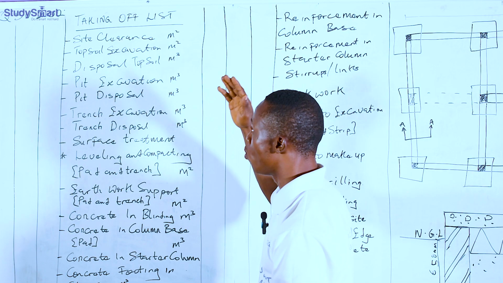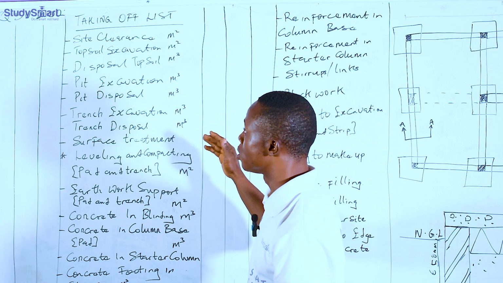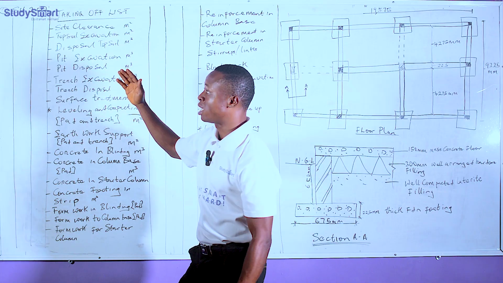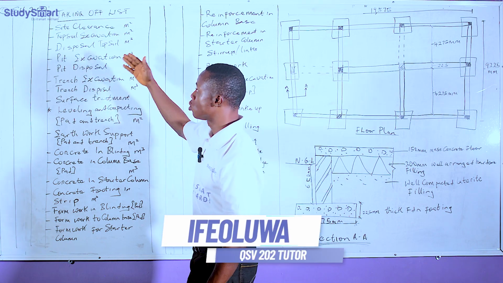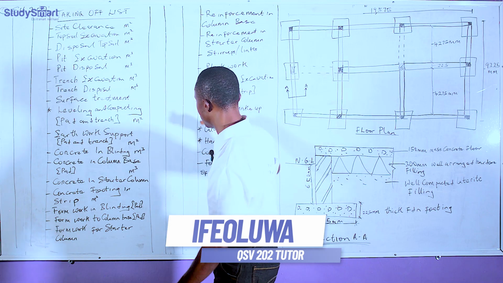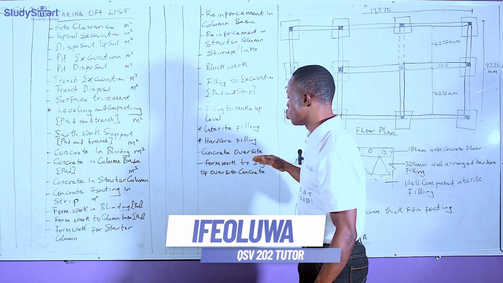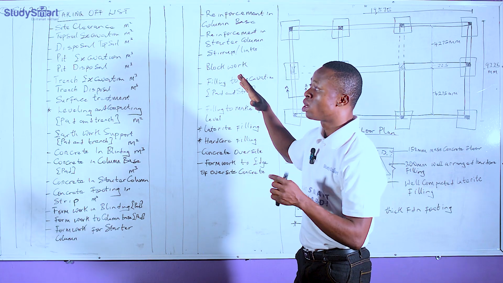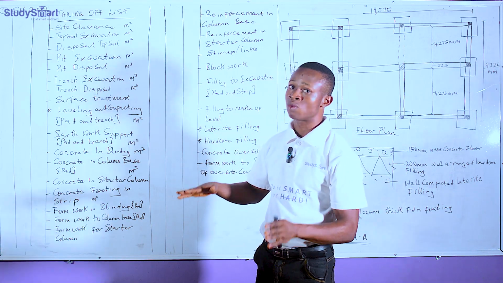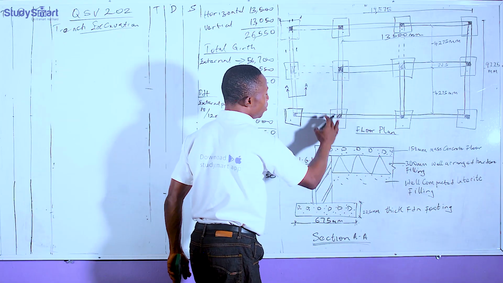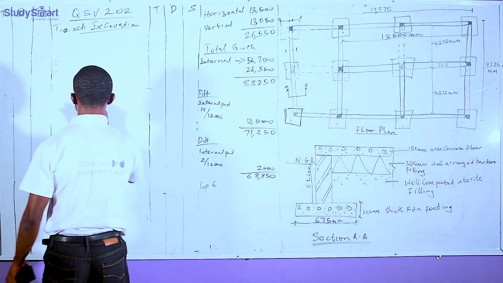We are going to be taking it one after the other in each video. So the first video that we are going to be doing is on site clearance, and after that we'll be going to topsoil excavation, disposal of topsoil, up till we finish formwork to edges of oversight concrete. So that's where we are going to finish on substructure, and after that we are going to move to superstructural works. For example, this side, let me just draw this side out.